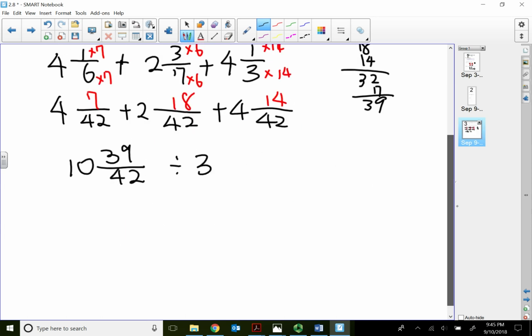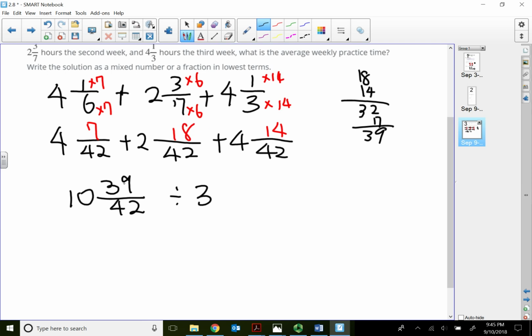But before I convert my mixed number answer from the adding into an improper fraction, I'm going to go ahead and reduce this, to keep my numbers kind of small, because I'm still within one term here. I can reduce by 3, which gives me 13 over 14. That will then be divided by 3.